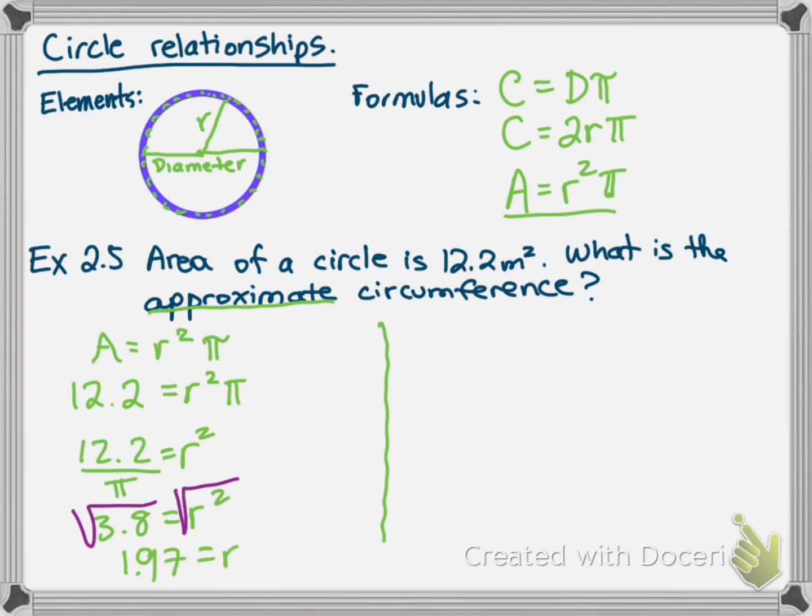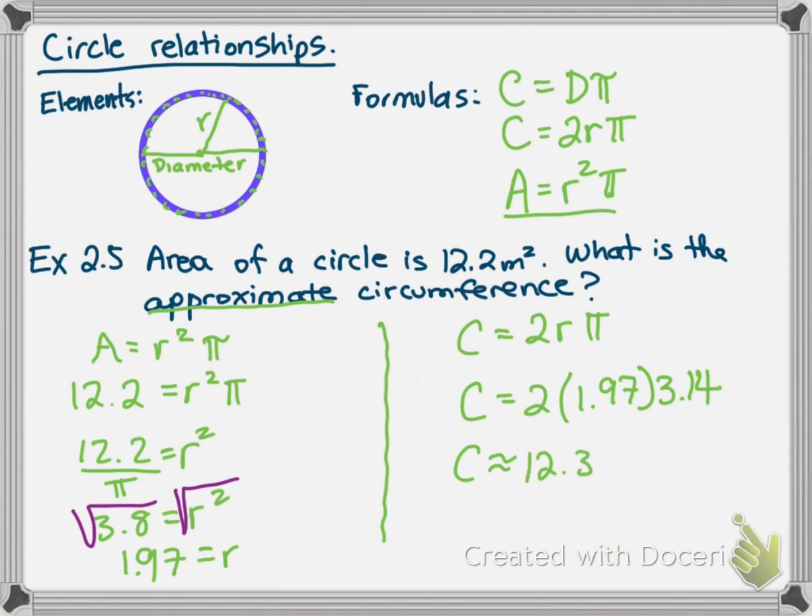That's the approximate radius. Now with the radius, I'm going to use the circumference formula to find the circumference, which is 2 times 1.97 times 3.14. And the answer for that circumference is 12.37.